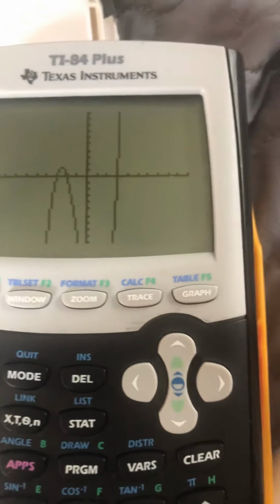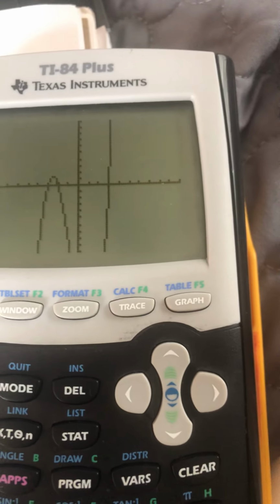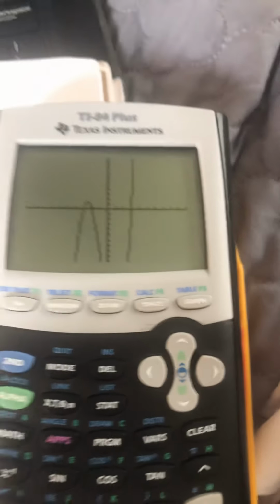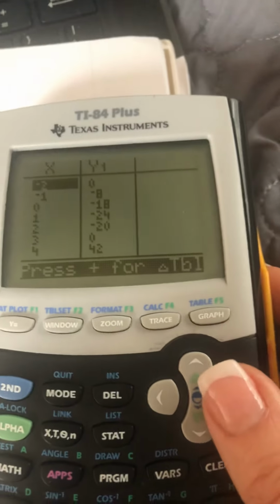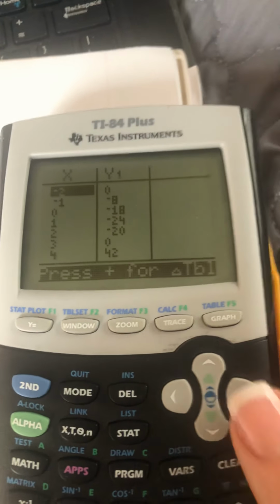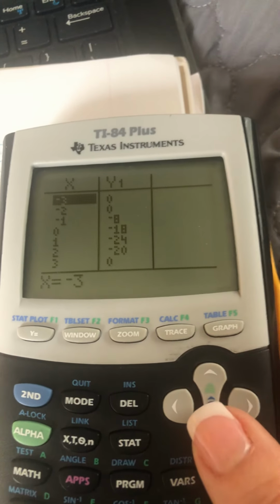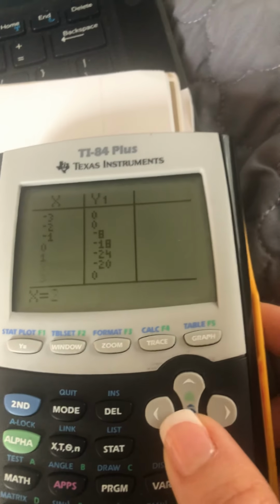And if you'll look, you'll see we're crossing at -2, -3, and also at +3. We can also go to our table, and we can see at -2, y is 0, at -3, y is 0, and at 3.